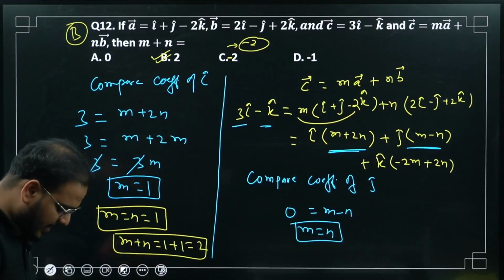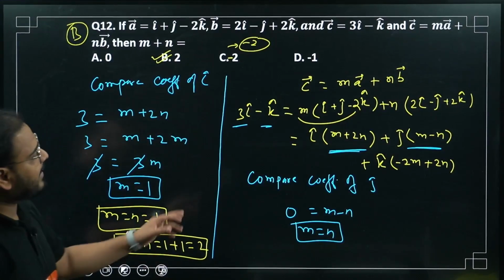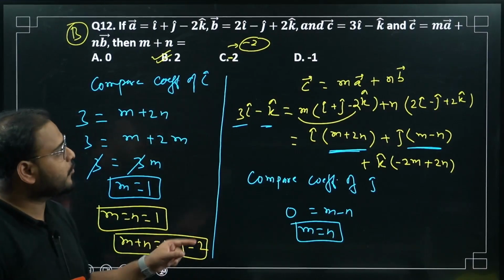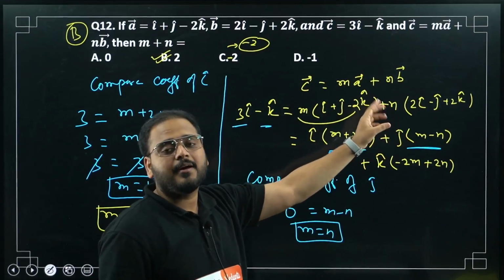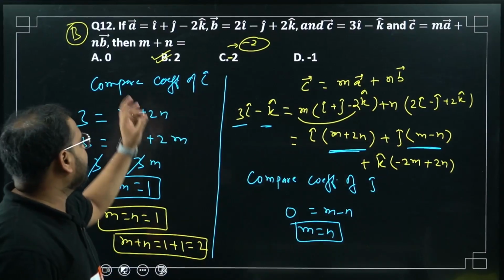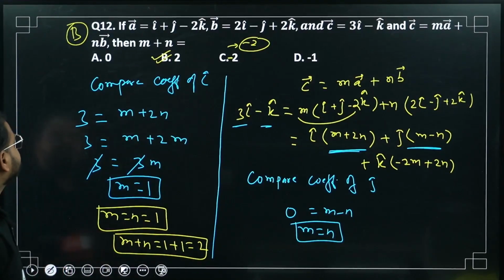I compared the coefficients of i cap and j cap by using the statement that they gave, vector c equals m times vector a plus n times vector b, where a and b were also given in the problem. Yes, so this completes this particular session.